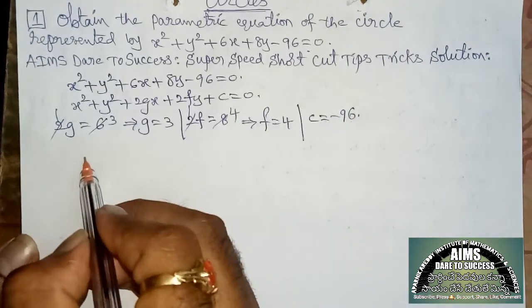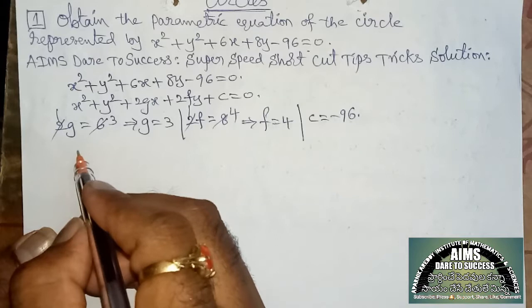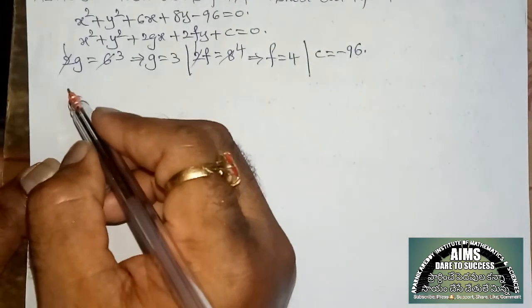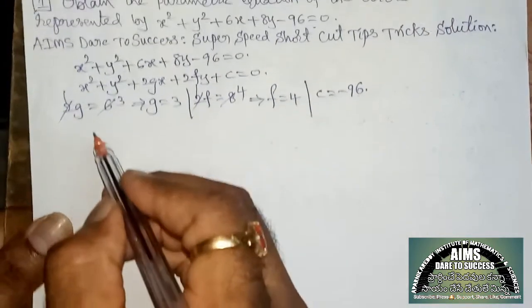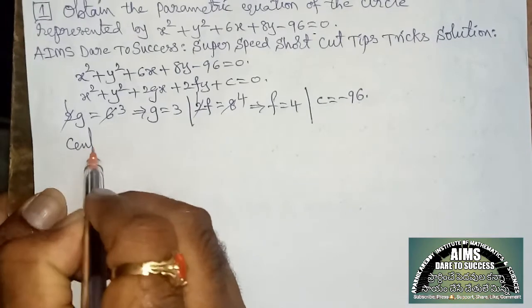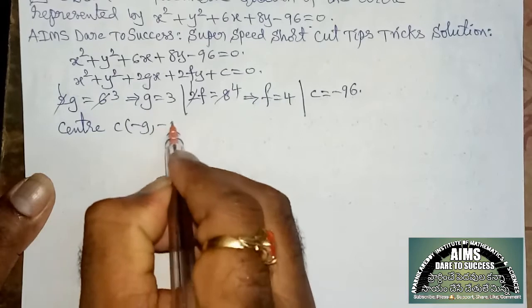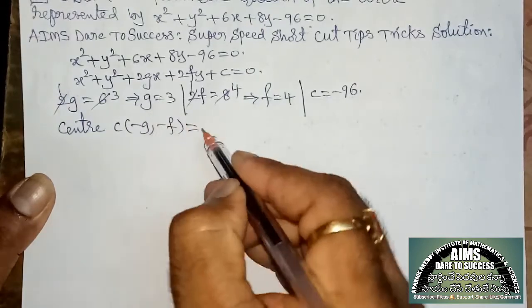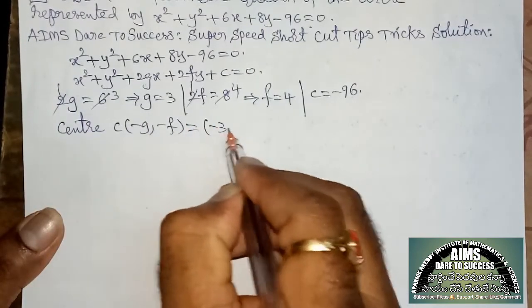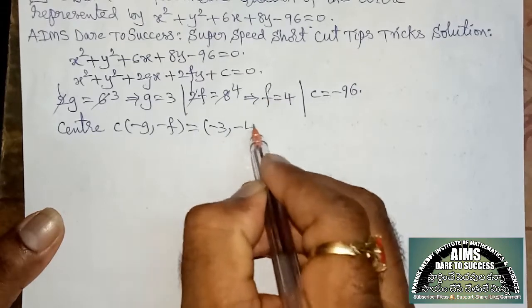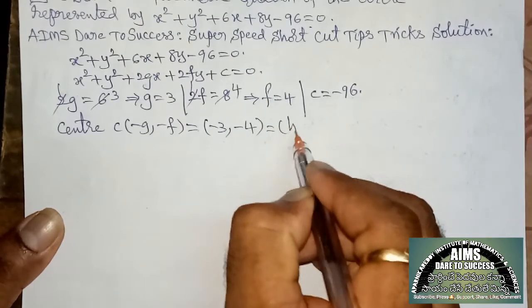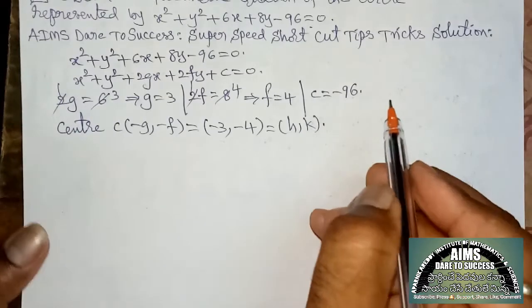Next we have to get the equation of the parametric circle. Now you have to write the center. Center C is equal to minus g comma minus f. G value 3, so minus g value is minus 3. F value 4, so minus f value is minus 4. Let it be h comma k.